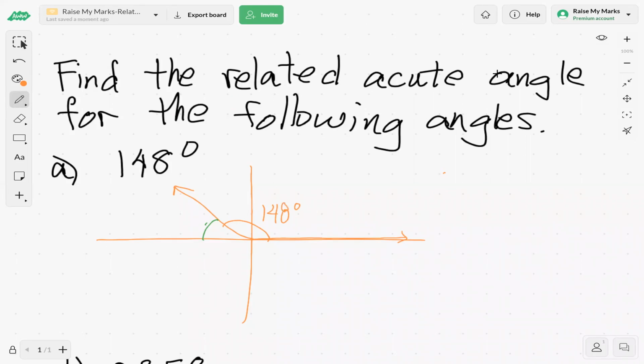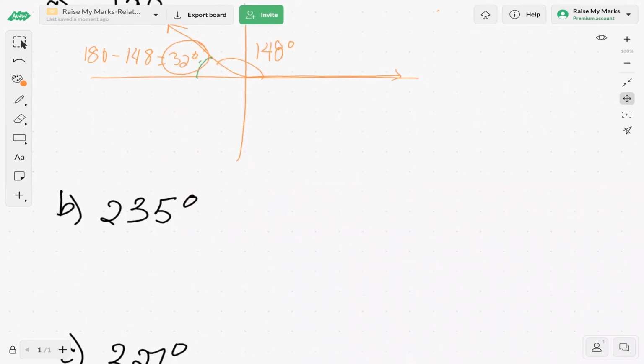So how do we figure that out? We have 180 minus 148. So it equals 180 minus 148, which equals 32 degrees. So the related acute angle is 32 degrees. Okay, let's try another one.